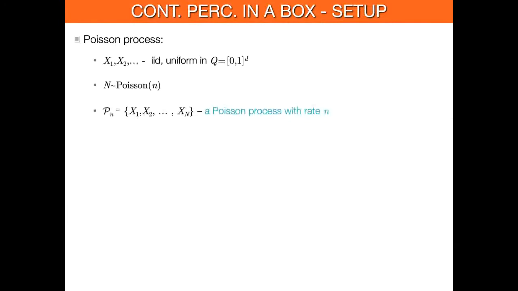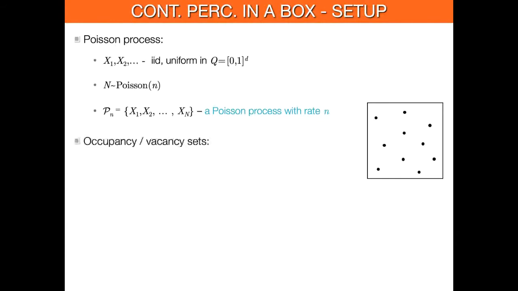On average, it has N points, but it could be a little bit more, a little bit less. And the points are spread in an IID fashion, uniform. So I look at the box and I have some setup of points. Now in the continuum percolation model, we can consider two different sets.